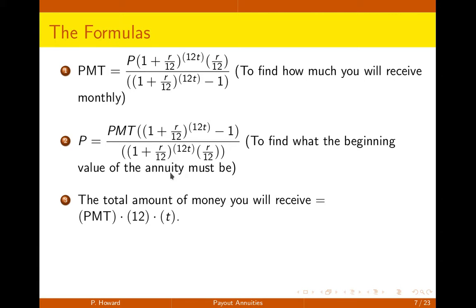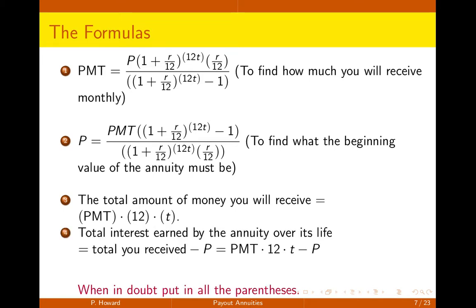The total amount of money you will receive, you simply multiply the monthly payment times the number of months it's paid out. That would be 12 times the number of years. So the monthly payment times 12 times the time in years will give you the total amount of money you will receive from the annuity.